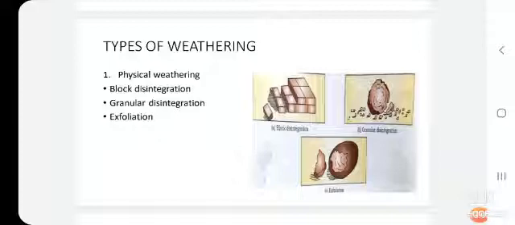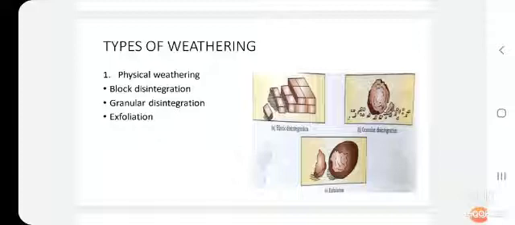At night, the temperature suddenly falls and during the day it rises suddenly. This leads to tension and splitting of rocks, known as block disintegration. Okay, children, then comes the granular disintegration. How do we pronounce it? Granular disintegration. Children, this granular disintegration occurs due to the changes in temperature and frost action.